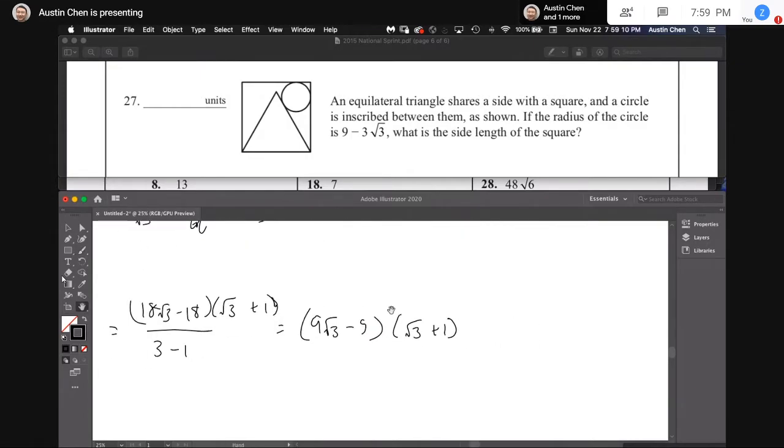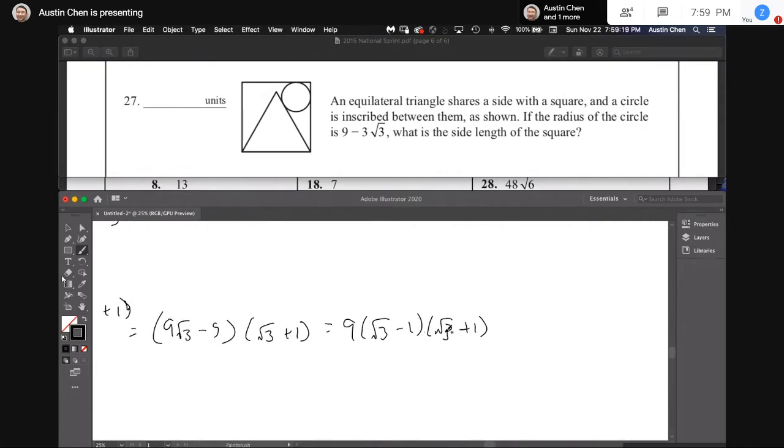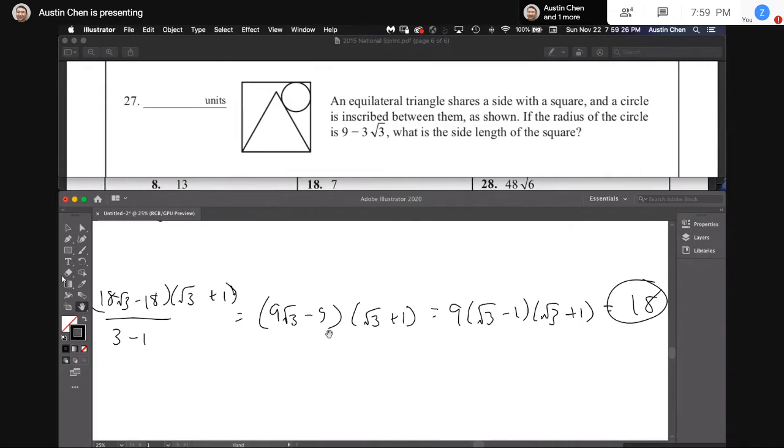Alright, well, we can just take out a 9 from that. Right, and then we have just root 3 minus 1 times root 3 plus 1, which is just 3 minus 1, which is just 2. Alright, and then we finally get 18.